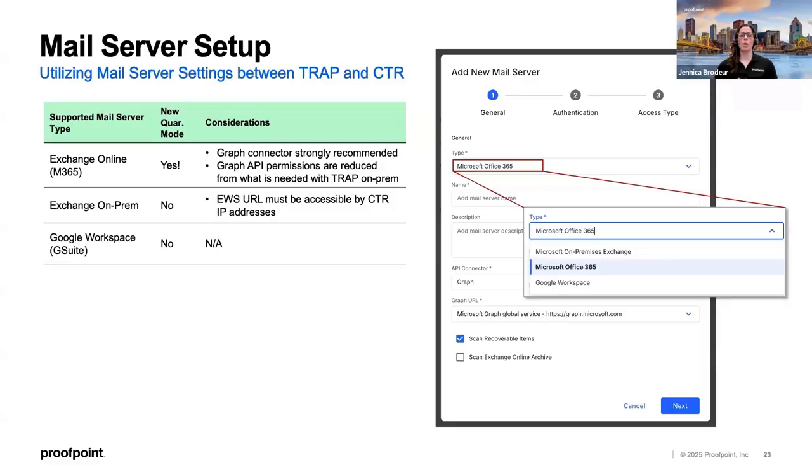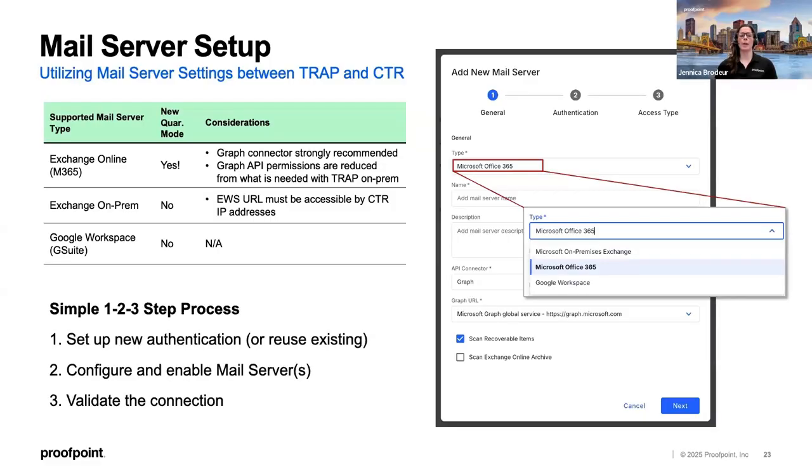So if we build this out one more time from a high-level perspective, setting up the mail server is really just establishing either a new authentication, or you can reuse the existing authentication from TRAP on-prem. If you have all those details, just copy and paste from your on-prem system, and then configure and enable that mail server connection. And then there is an option to validate that connection.